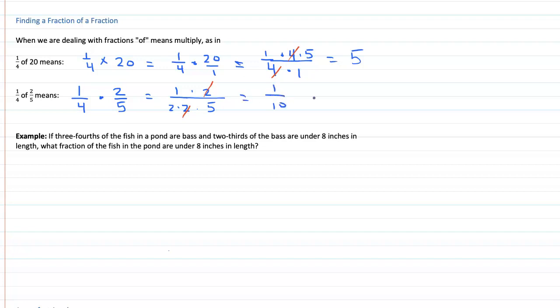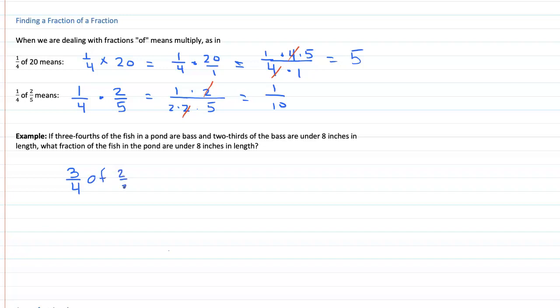Okay, so an example of a word problem that you might see is if 3/4 of the fish in the pond are bass and 2/3 of the bass are under 8 inches in length, what fraction of the fish in the pond are under 8 inches in length? So what they're telling us here is that 3/4 of the fish are bass, and of those, 2/3 of the bass are under 8 inches. So we're finding 3/4 of 2/3, or the other way around would work too.